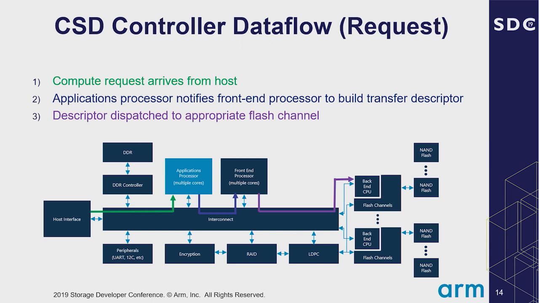So let's take a look at a computational storage drive data flow. Same kind of request, but a little bit different operation. This time, the compute arrives from the host and goes to our applications processor. The applications processor notifies the front-end processor to build descriptors. So yes, it does have to know what the structure of the data is on the drive. It has to know that there's a file system down there and that kind of thing, and where to go find that data. And so it sends that request to the appropriate flash channel.